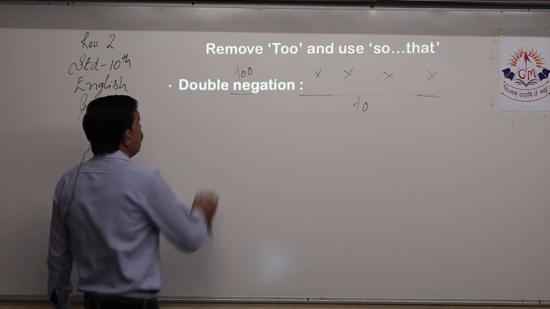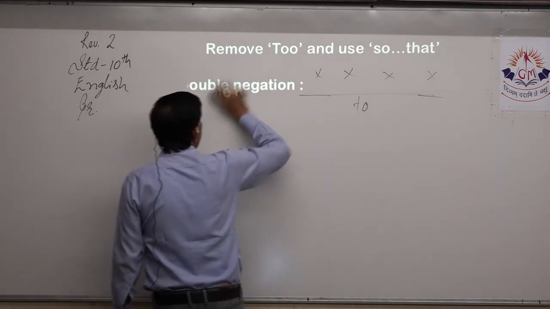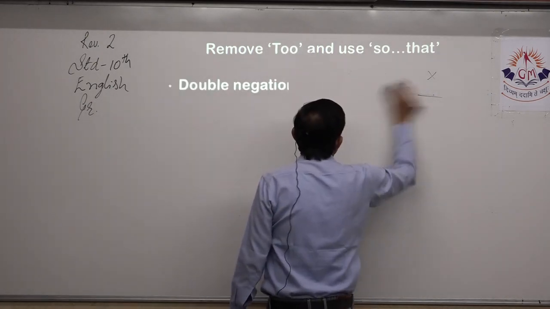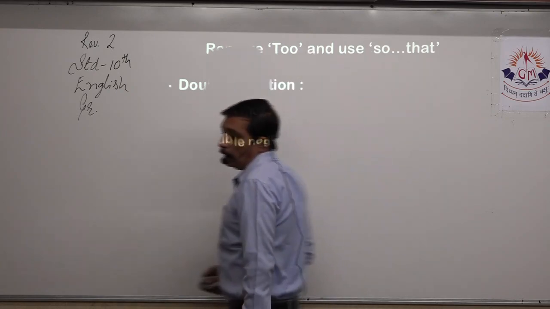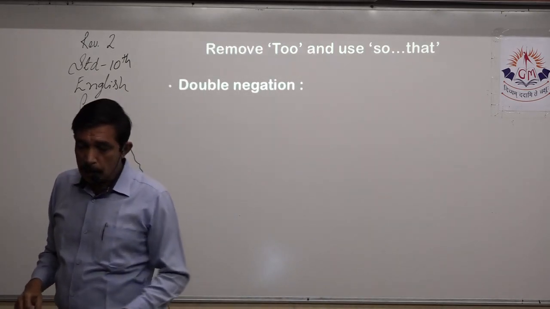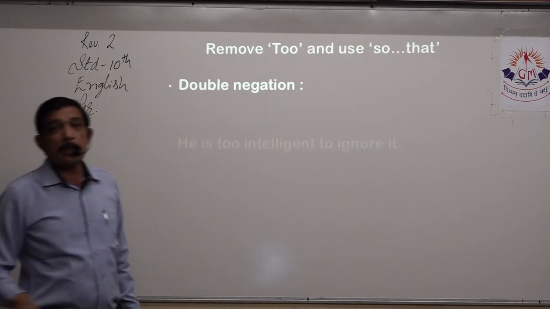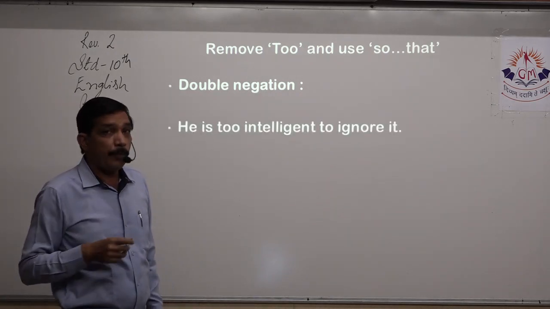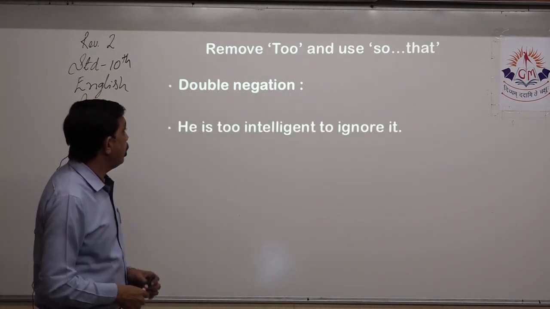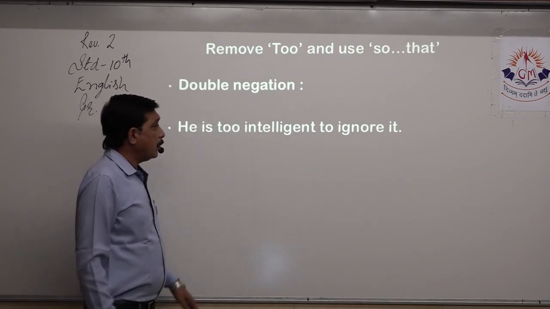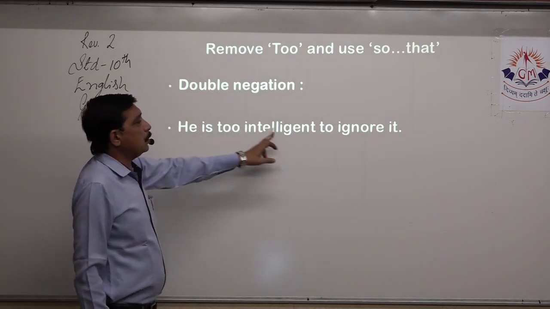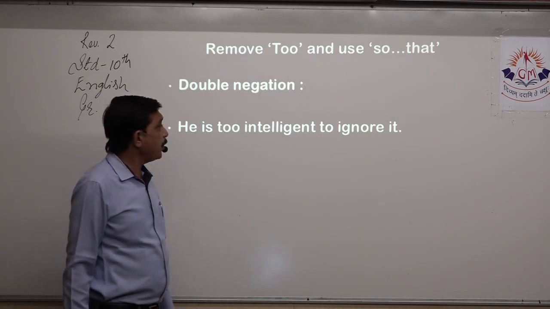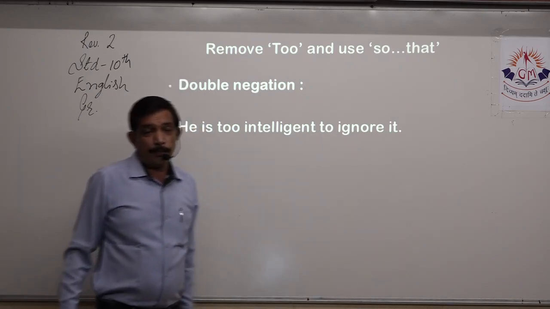Now we have double negation, which is a tad bit difficult. Yes, if you do not understand the sentence properly, then you may end up doing wrong transformation. So here it is quite important for us to understand what is being said. Double negation: he is too intelligent to ignore it.